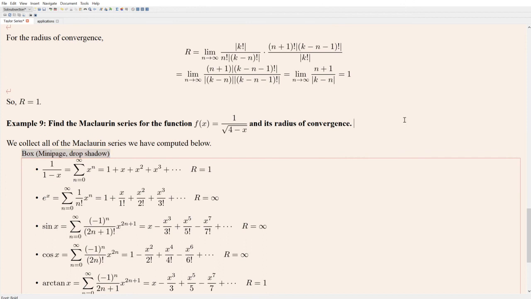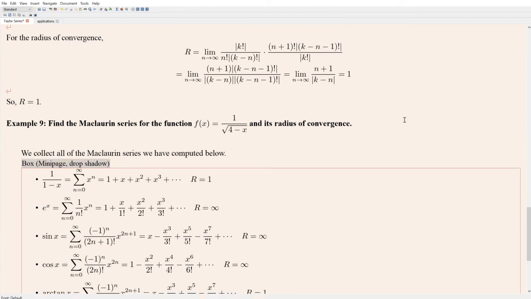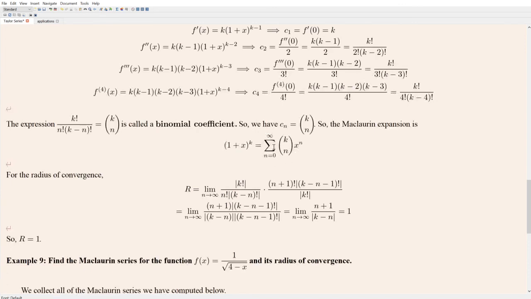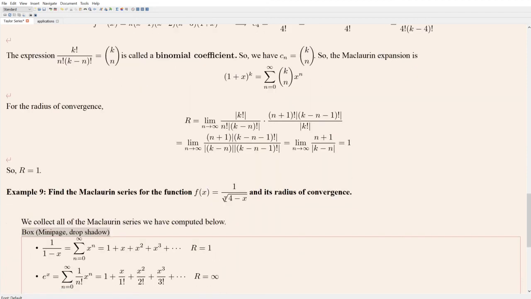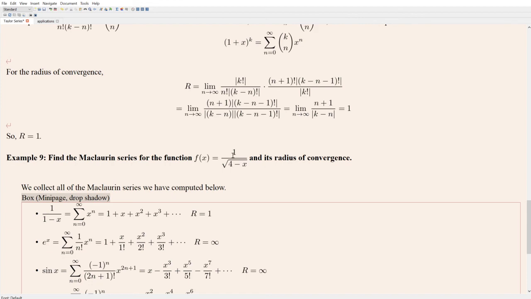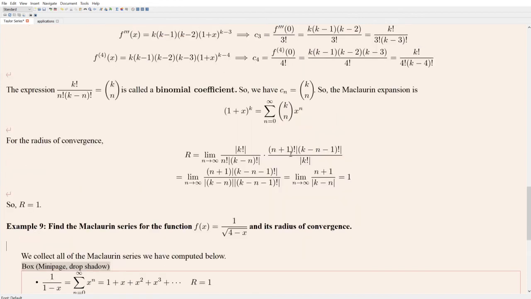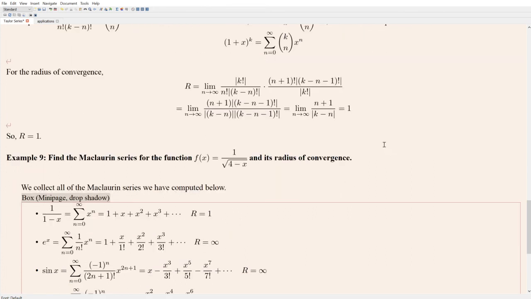Okay. So all of that was in the service of being able to do something like this without going crazy computing a whole bunch of derivatives, right? Because now that we have a general expression for the Maclaurin series of something like this, where k can be any real number, now we can do this, because this is 4 minus x to the power negative 1/2. So this expansion will work.